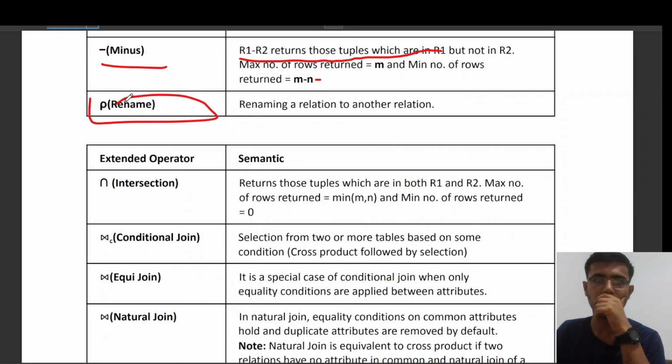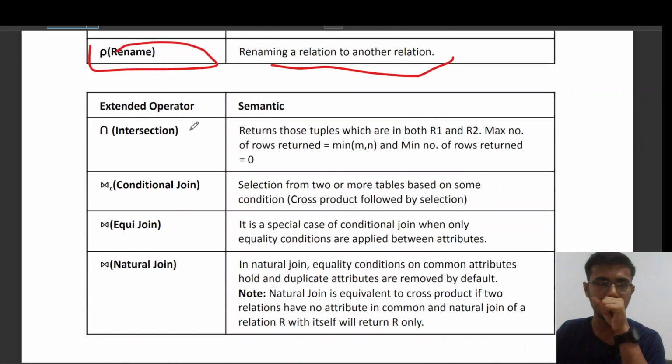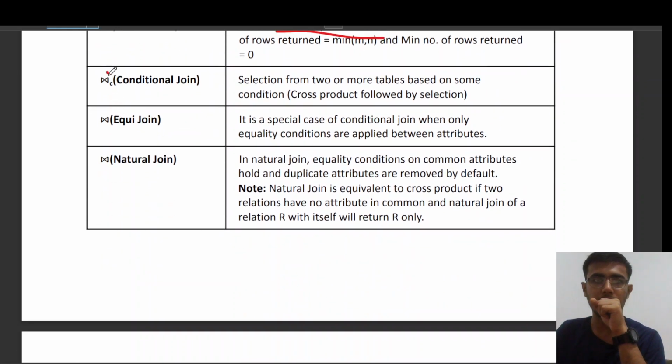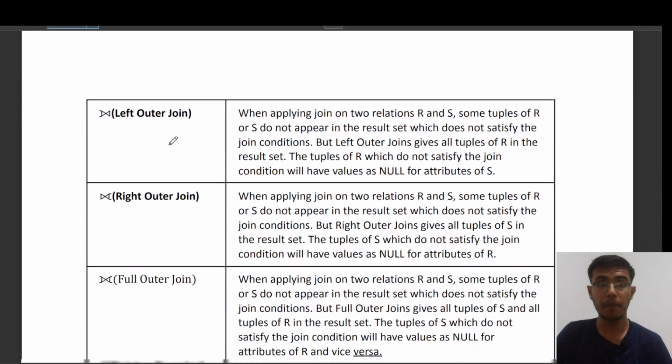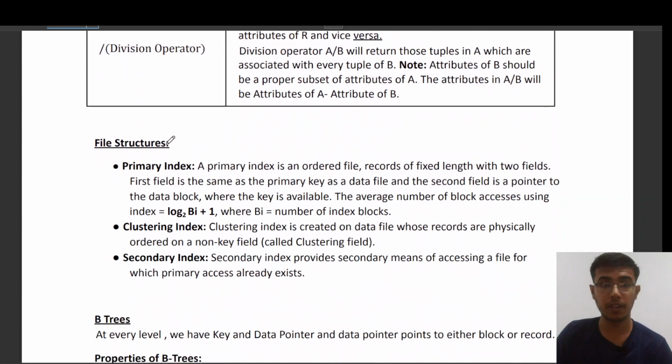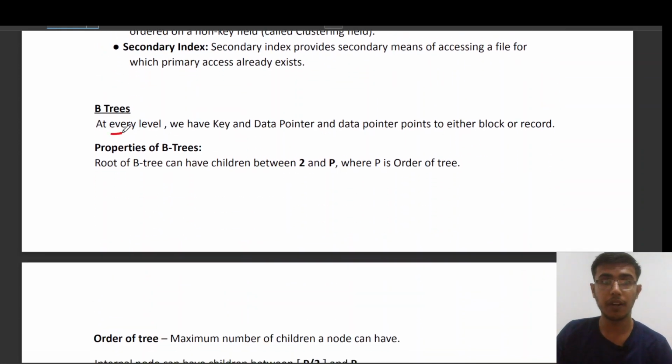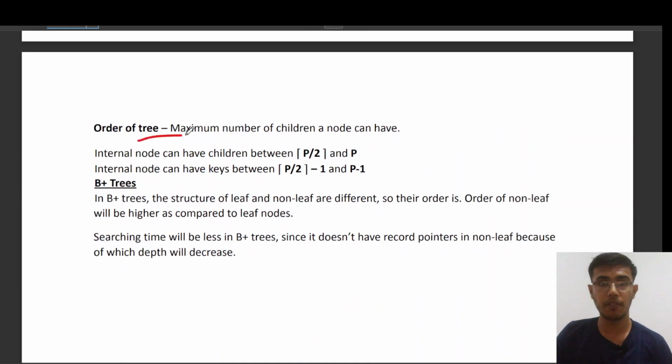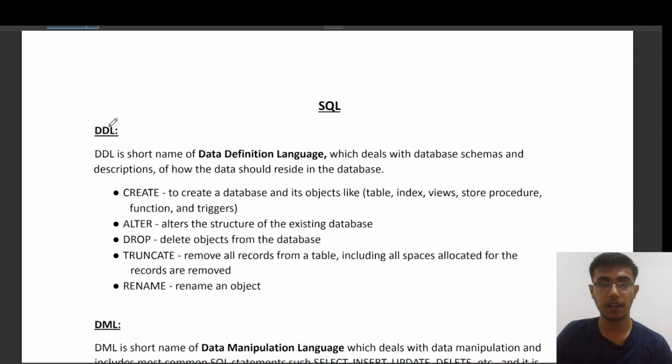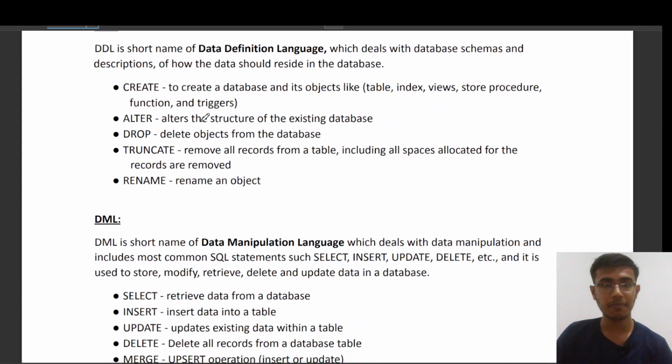This is what we can rename, renaming a relation into a relation. Intersection returns the tuples common to both. Then joins: equijoin. There are various types of joins, natural join, left outer join, right outer join. Then file structures: B tree, order of a tree, B plus tree. Then SQL comes.